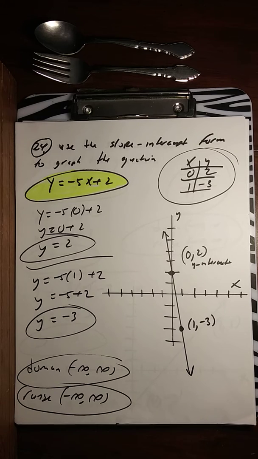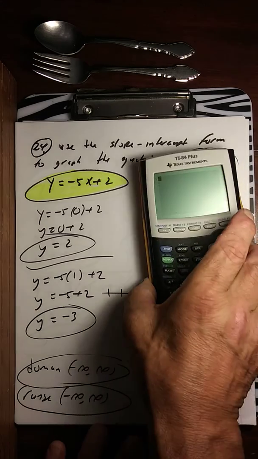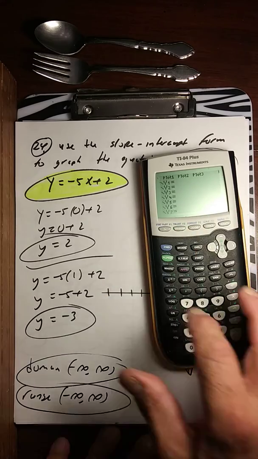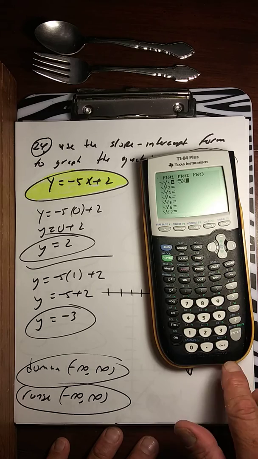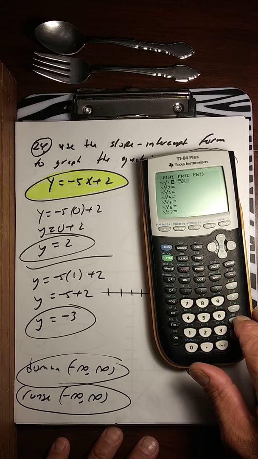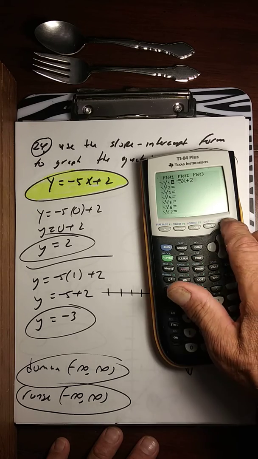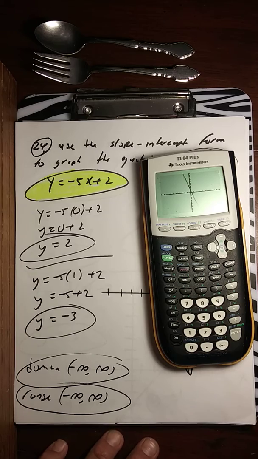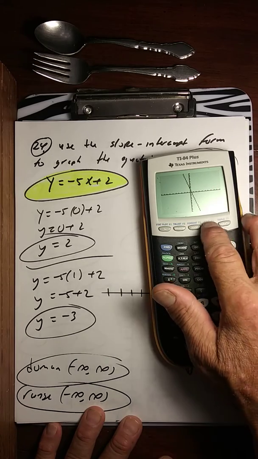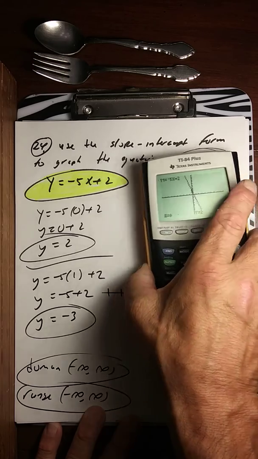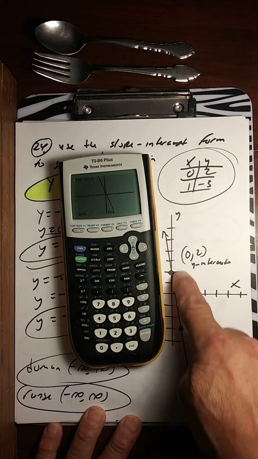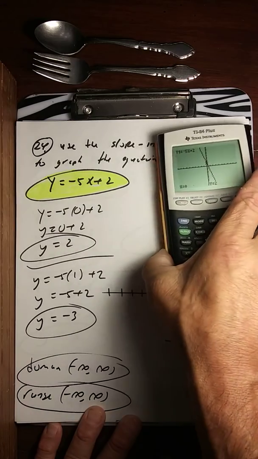Okay, let's go. So y equals negative 5x, little minus sign, plus 2, and hit graph. There it goes. You can do a trace if you want. Get a point in there, like 0 and 2, same thing.